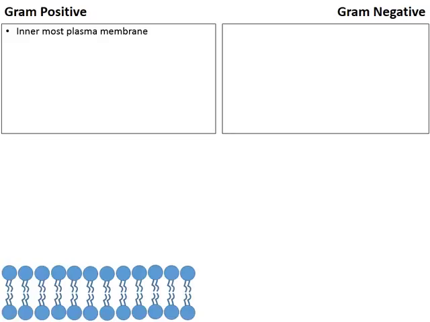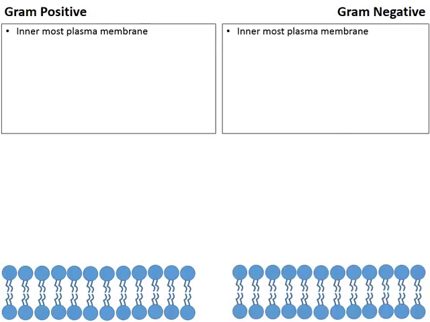So let's do a little compare and contrast, gram-positive versus gram-negative bacteria. Gram-positive bacteria have an innermost plasma membrane, and there it is in my drawing. And the gram-negative bacteria also have an innermost plasma membrane. So there it is, our phospholipid bilayer, the plasma membrane.